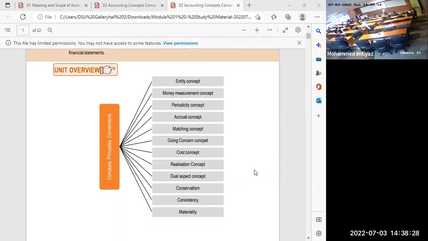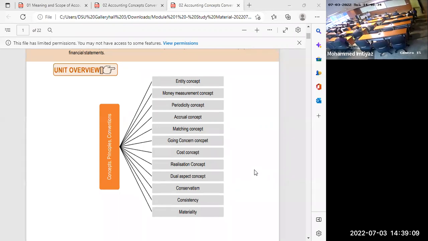So where are we now? Dual aspect concept. Okay, next one is conservatism. Conservatism means be more conservative. Conservative in the sense, see the negative side of it. Don't always see the positive side of it. Meaning, if there is a case pending against your company, I have filed a case against a company, or somebody has filed a case against my company. Both are possible. In both cases, company may be asked to give some compensation, or company may be expecting some compensation from others. In both cases, we should not take both of them into account.